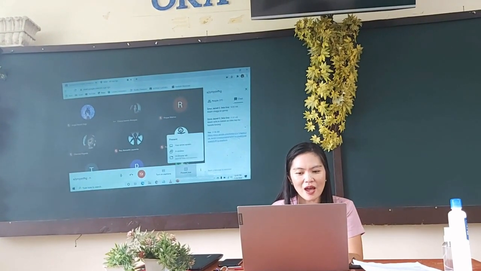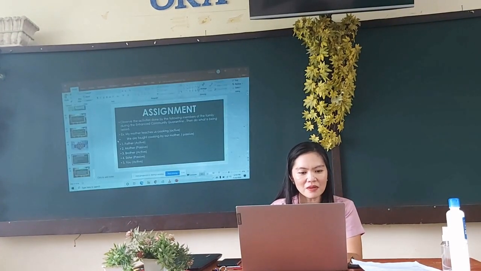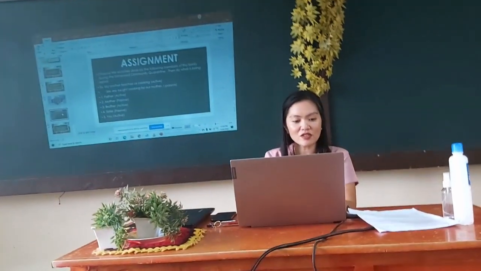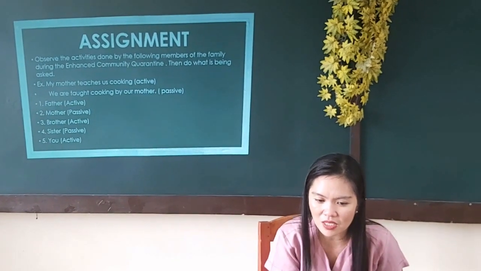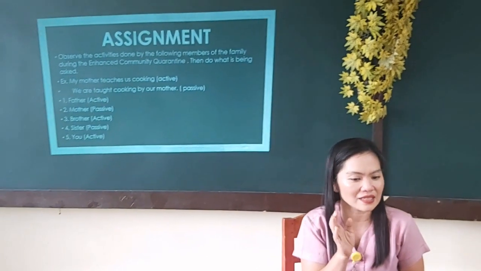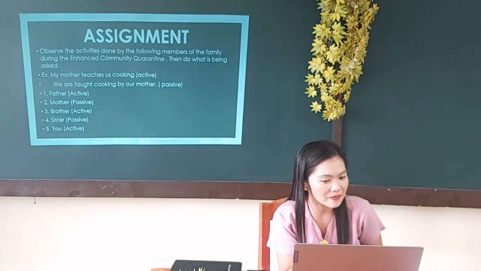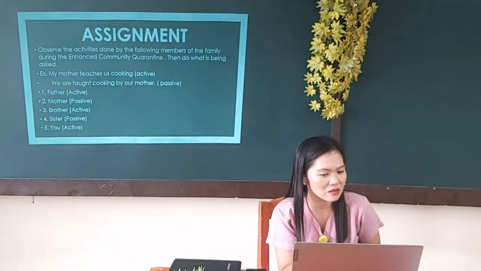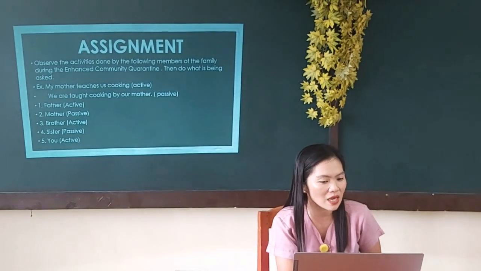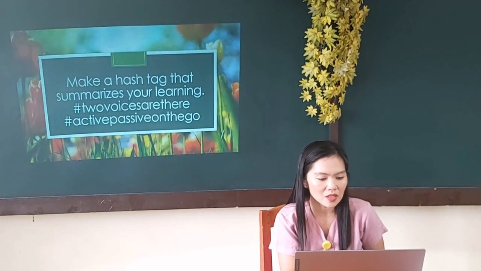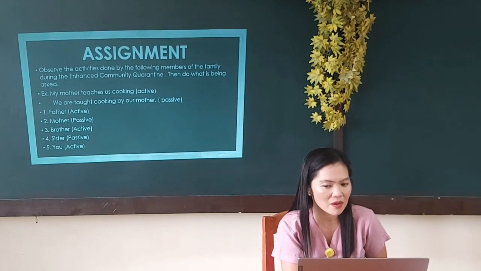Okay, so look at your screen now. I will be sharing the assignment that you are going to answer. Observe the activities done by the following members of the family during the enhanced community quarantine. Then do what is being asked. Example, my mother teaches us cooking. That's active, right? Passive, we are taught cooking by our mother. So you're going to do the same for numbers 1, 2, 3, 4, and 5. Those are the family members.